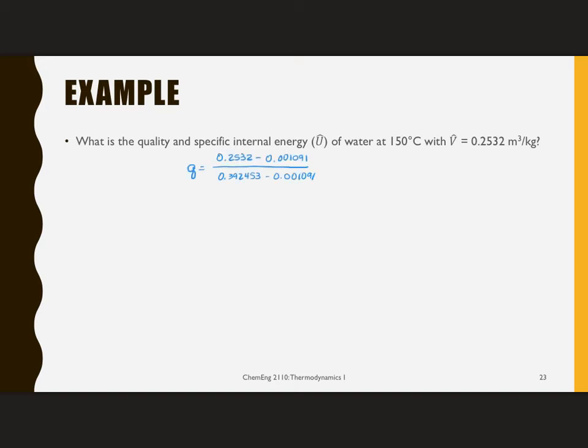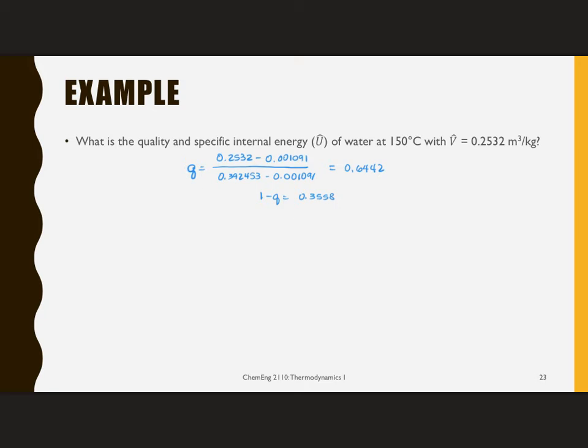In this case, 0.2532 minus 0.001091 over 0.392453 minus 0.001091. In that case, it's 0.6442. And the amount that is liquid, if you ever need to know that, is just subtract from 1, so 0.3558.